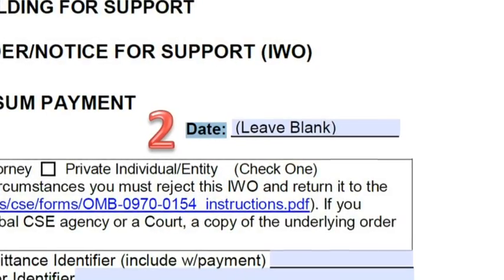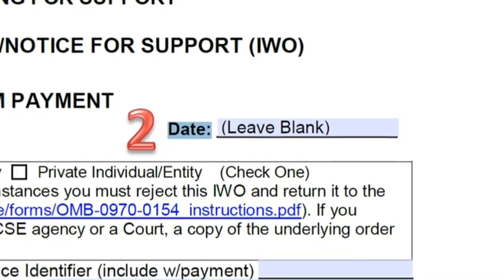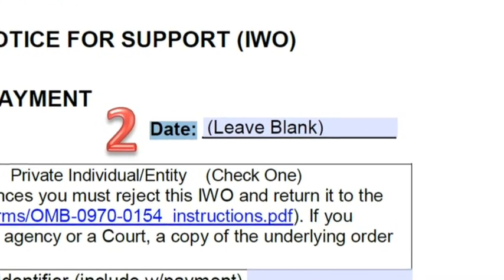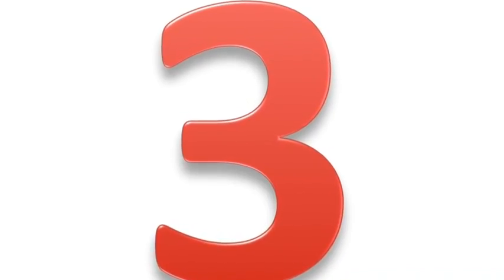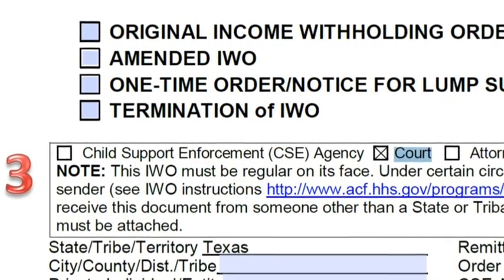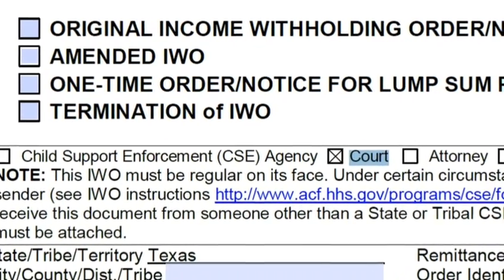Step 2. Leave the date blank. The judge will fill in the date when he or she signs your IWO. Step 3. The box for court is checked. The IWO will be issued by the court after the judge signs it.